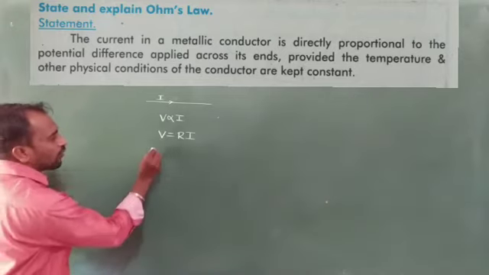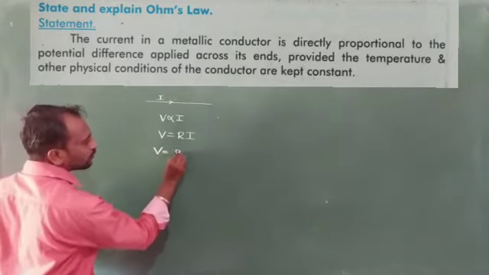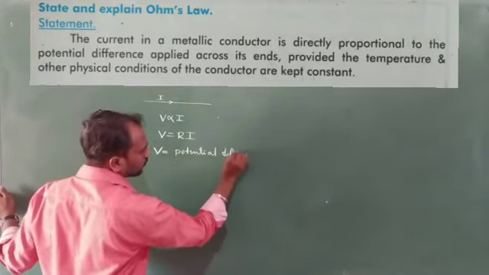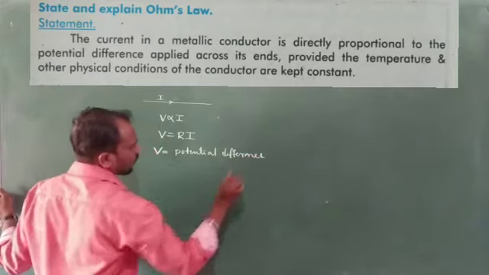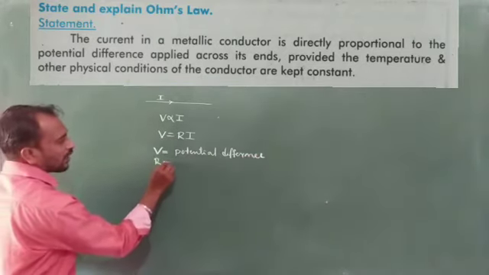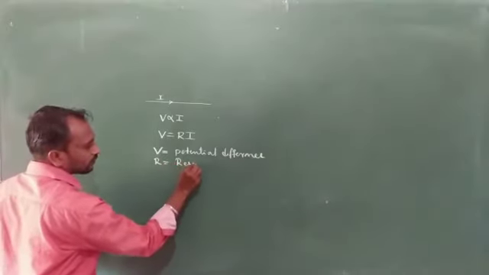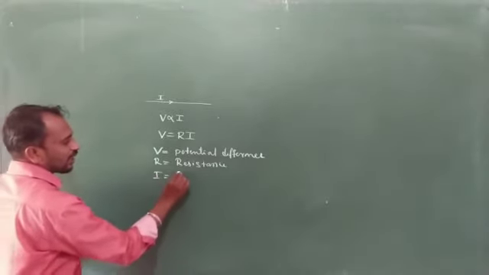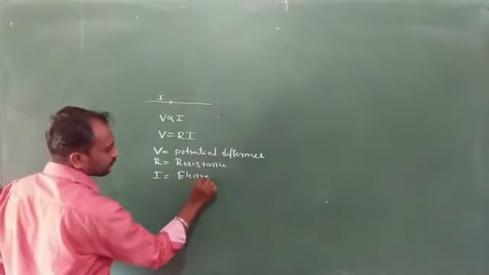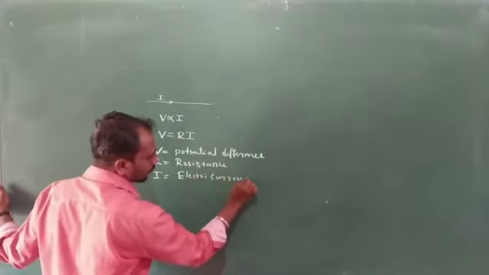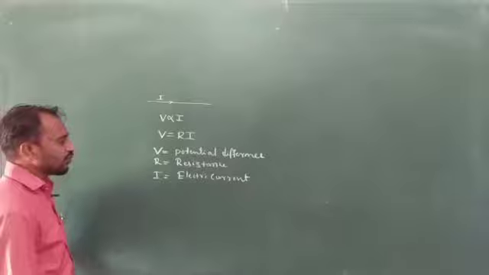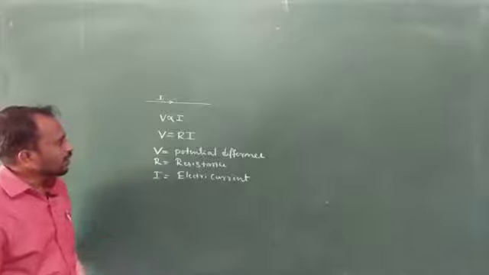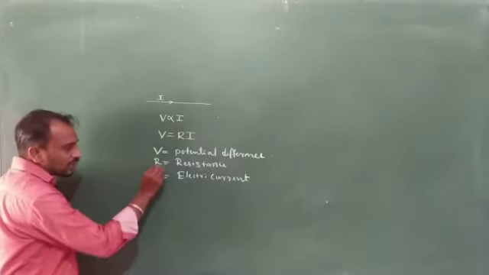Here V is the potential difference, R is the resistance, and I is the electric current. So R is nothing but resistance.